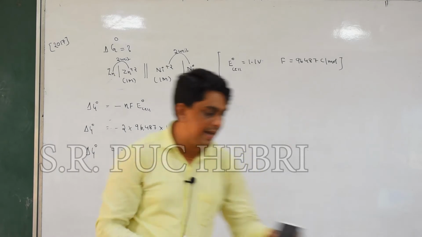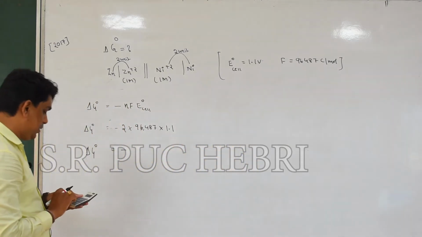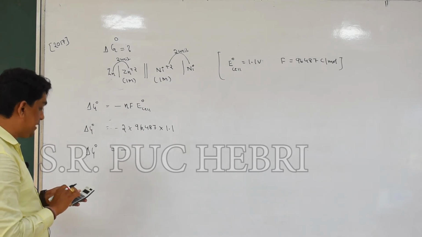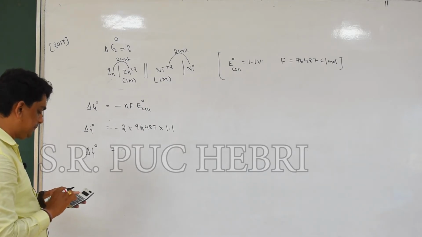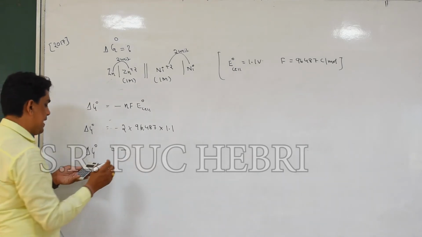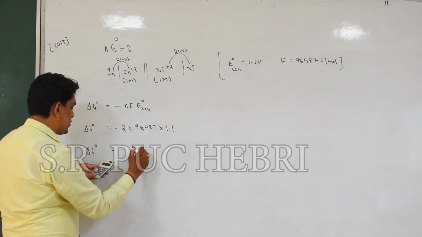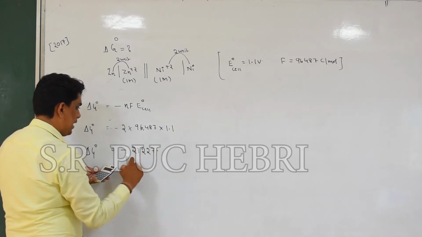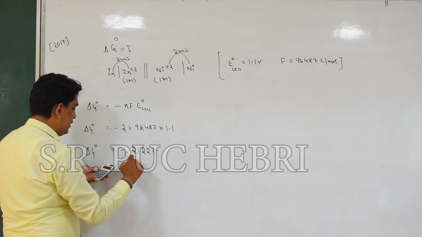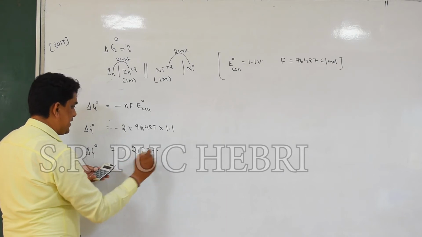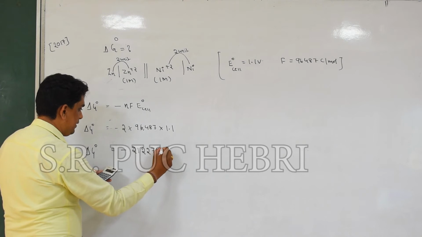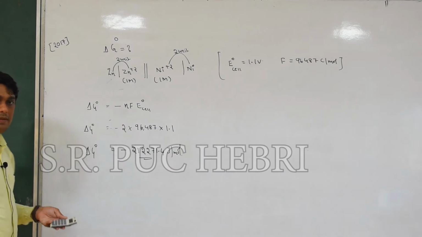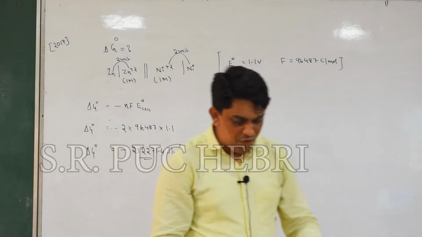Let me take a simple calculator and let me start doing the simplification. 2 into 96,487 into 1.1. And the answer that you will get is 2,12,271.4. Energy is in joules per mole. Simple. So let me go for the next one.